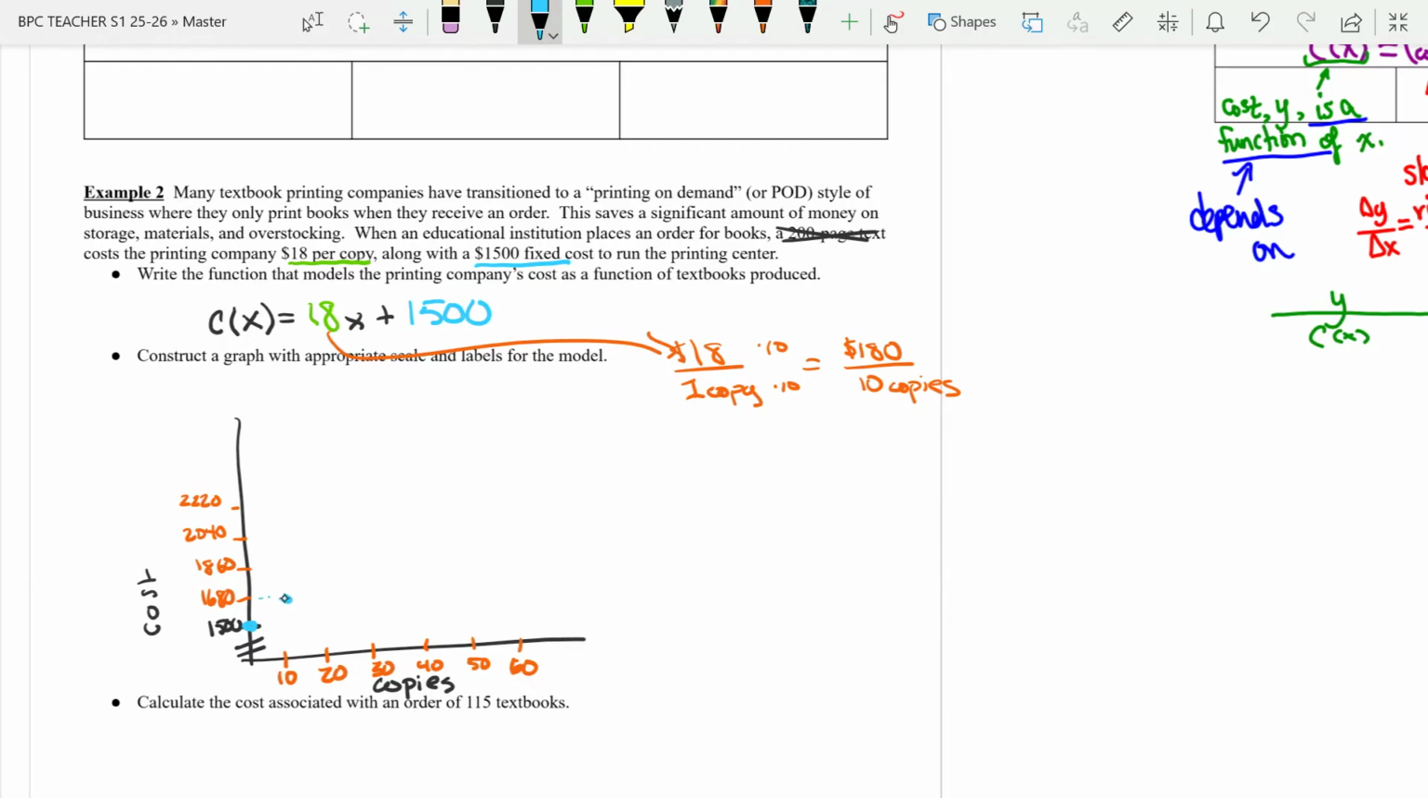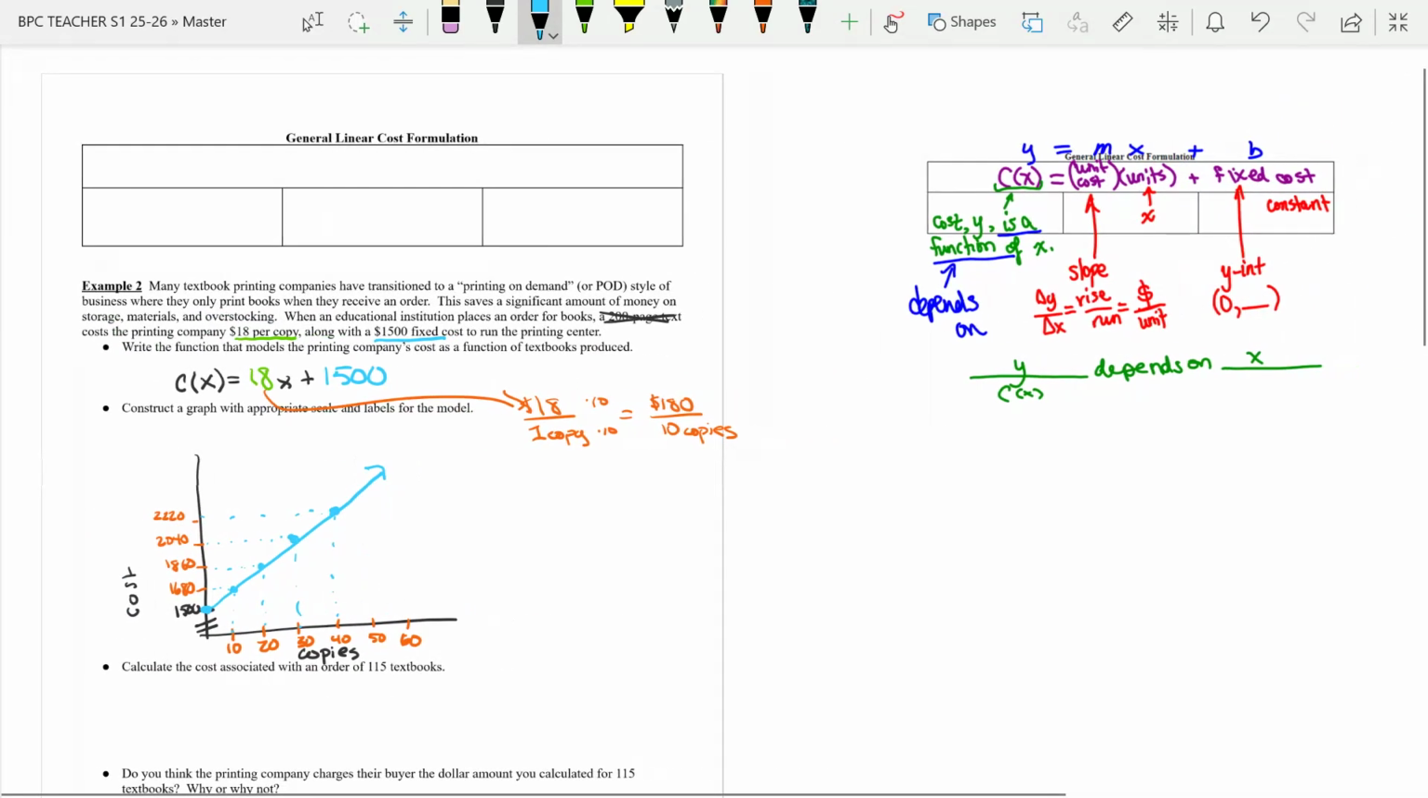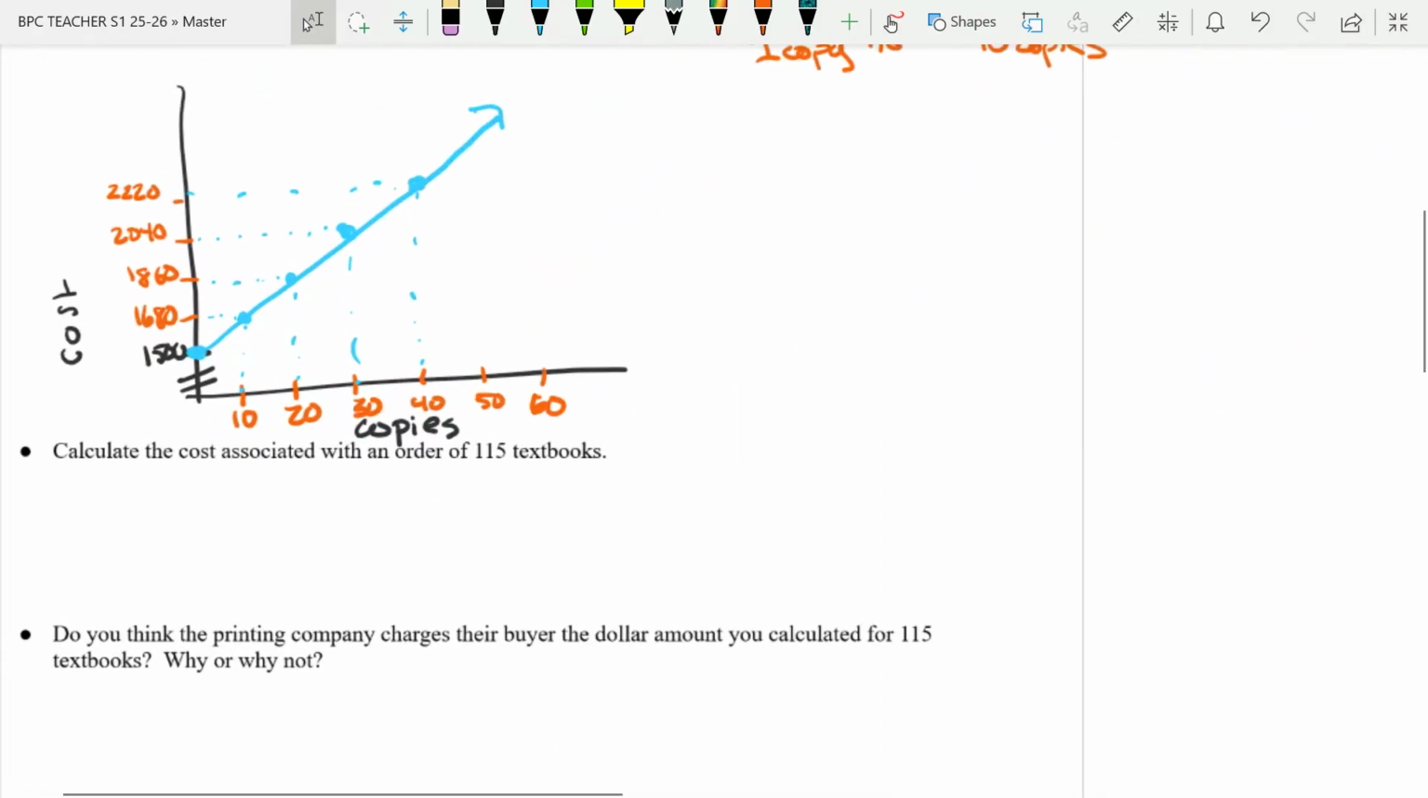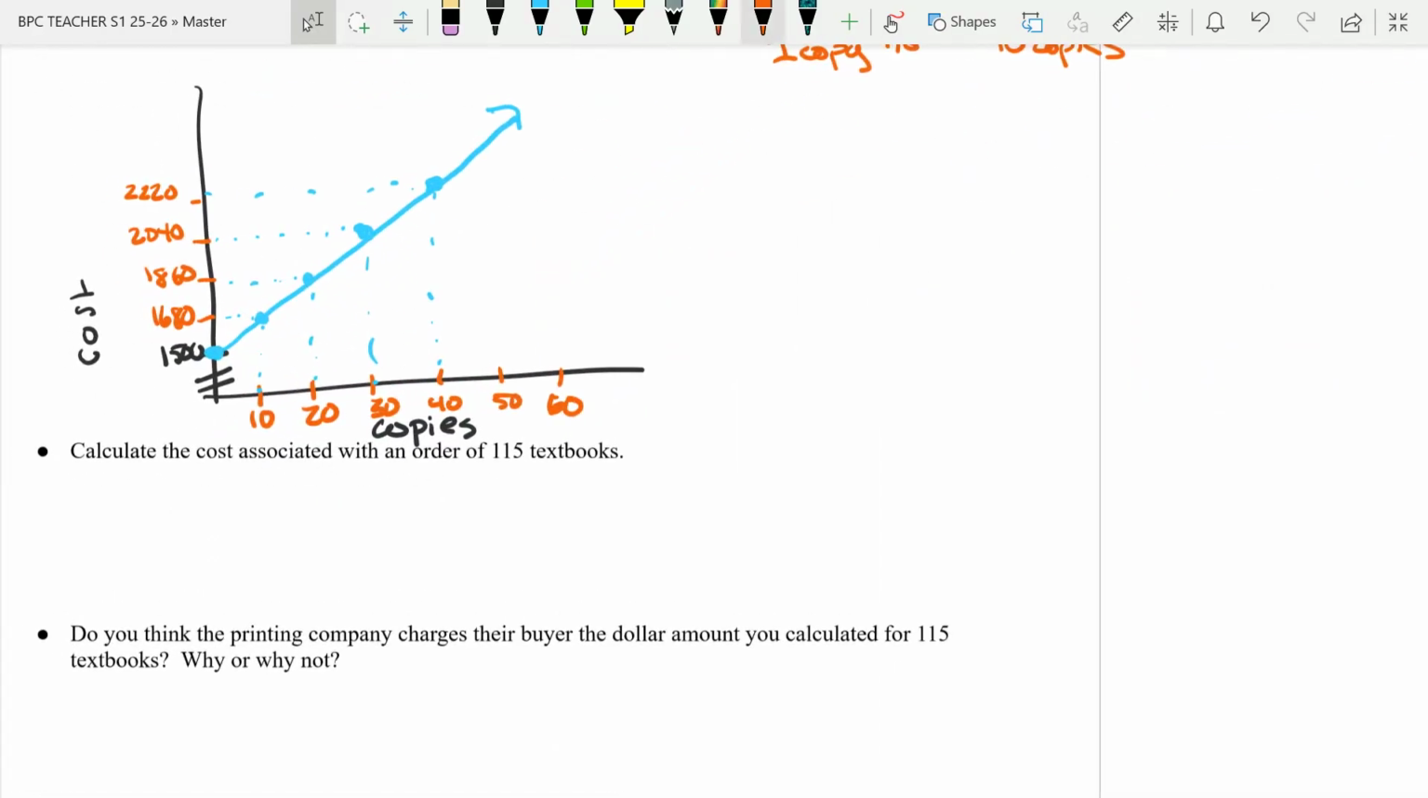10 goes with 1,680. 20 goes with 1,860. 30 goes with 2,040. 40 goes with 2,220. And I know this is a linear function. Alright, my bell's about to ring, so we're going to do this one and leave that for later.